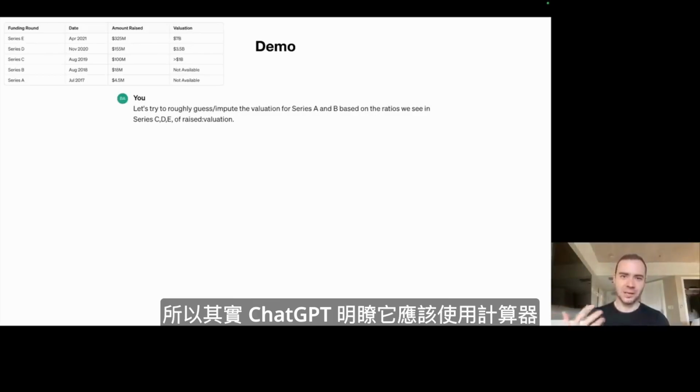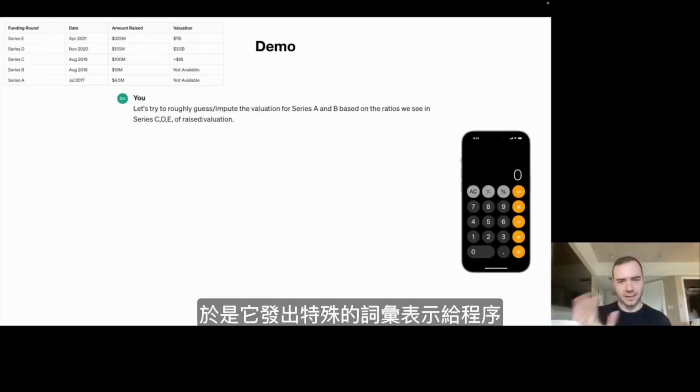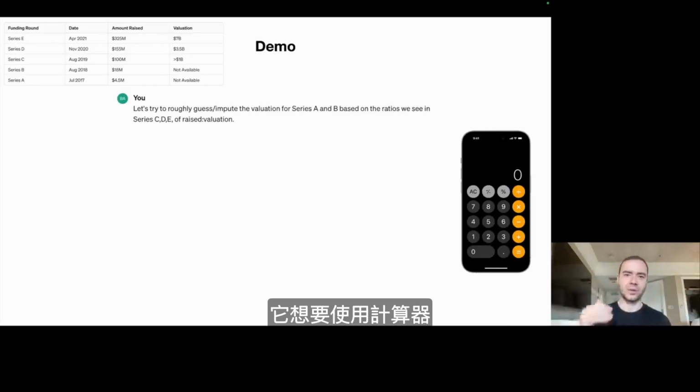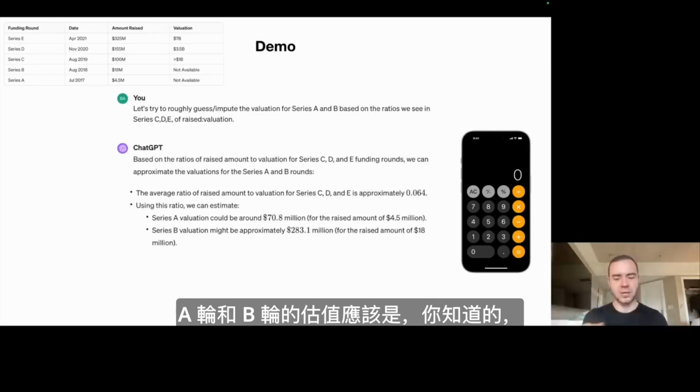So actually, ChatGPT understands that it should use a calculator for these kinds of tasks. It again emits special words that indicate to the program that it would like to use the calculator and would like to calculate this value. What it does is it calculates all the ratios, and then based on the ratios, it calculates that the series A and B valuations must be, whatever it is, 70 million and 283 million.